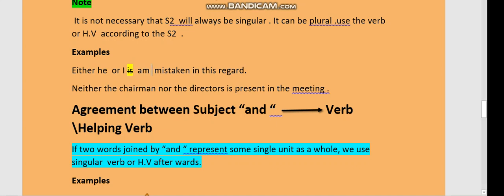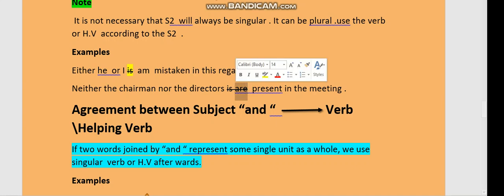Neither the chairman nor the directors is present. Is is wrong. Why? Because our second subject, the directors, is plural. So the correct answer is are, not is. Hope you understand. This one is right.